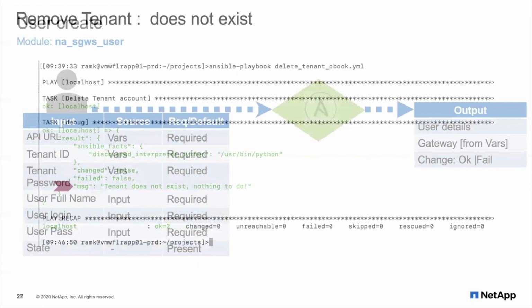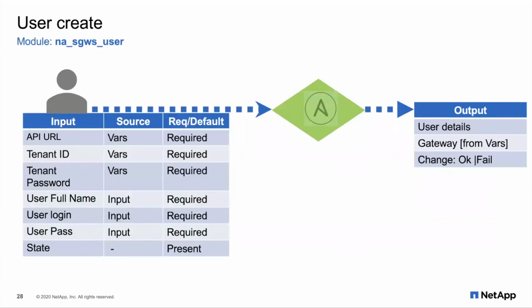Going on to the next module, which is creating the user. The same module could be used to create and delete users. So a similar set of input variables is required for the user module: the user full name, user login, user password, which is required, and finally the state. And the output will be the user details and the gateway specific for that grid, and the change state.